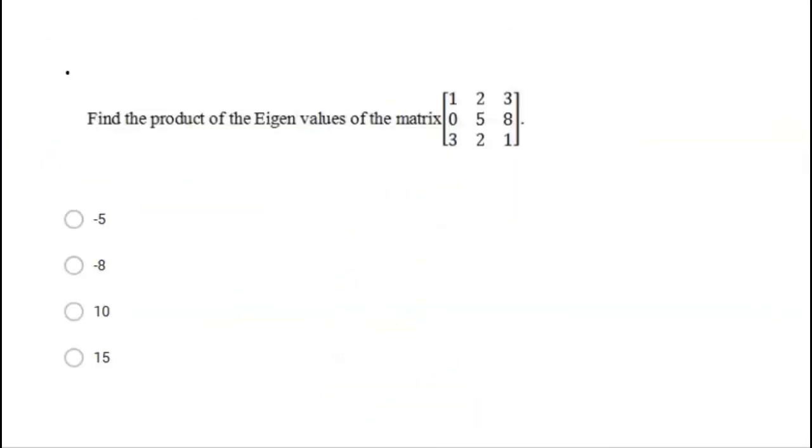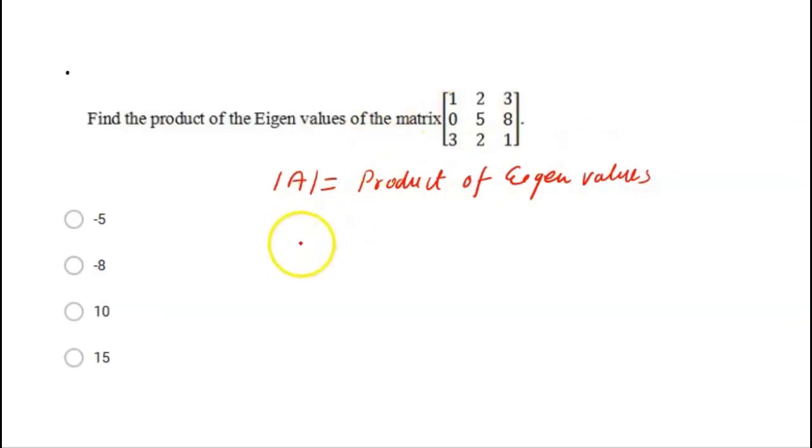Now the next problem is again memory based, and I have already discussed it in this video itself: find the product of eigenvalues of the matrix. The product of eigenvalues is equal to the determinant of the matrix. This is a result which I think you should know. So the determinant of A is equal to the product of eigenvalues. So I need to calculate the determinant of this matrix.